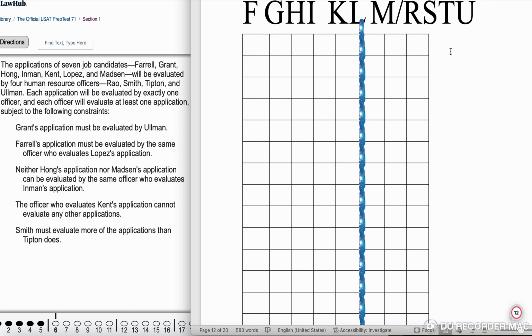Grant's application must be evaluated by U. So G, U. F's application must be evaluated by the same officer who evaluated L's application. So F and L.